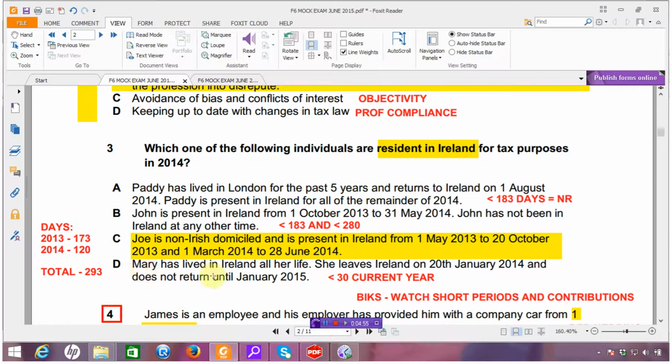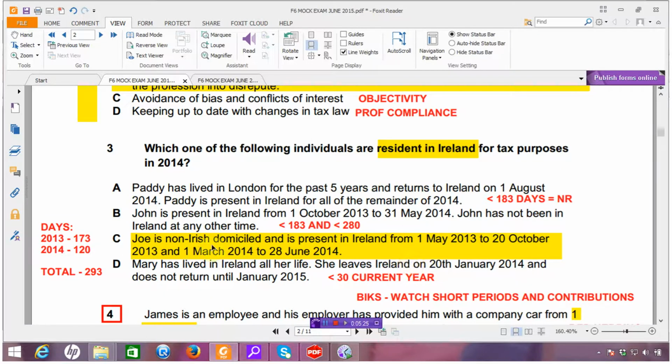We see that Mary in D leaves Ireland early in 2014. She had lived in Ireland all her life, so you might have been drawn to that question because of the large number of days in the previous year, but unfortunately she's not in Ireland for more than 30 days in the current year. In 2014, only 20, and therefore the look back rule doesn't catch her.